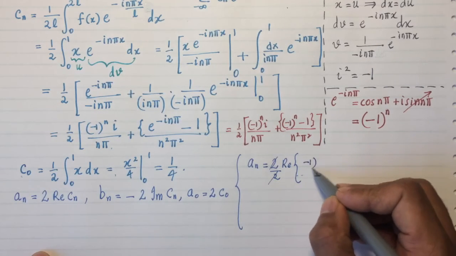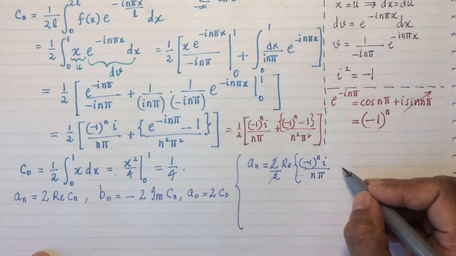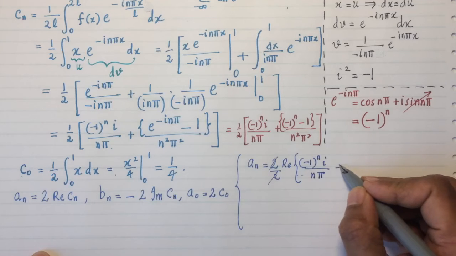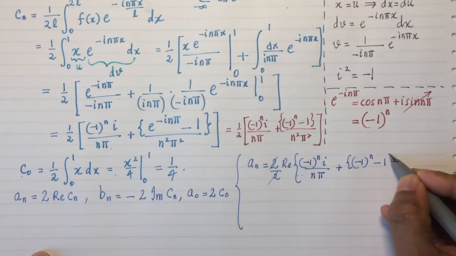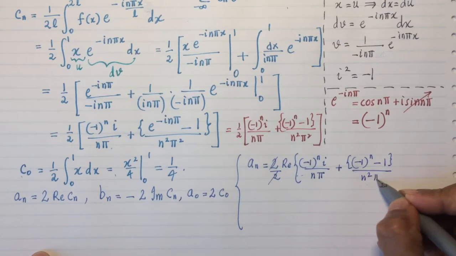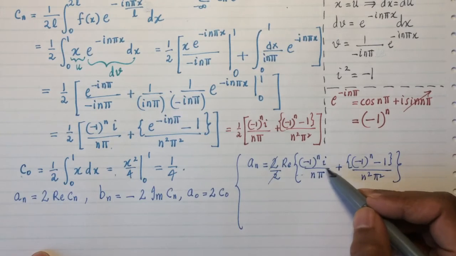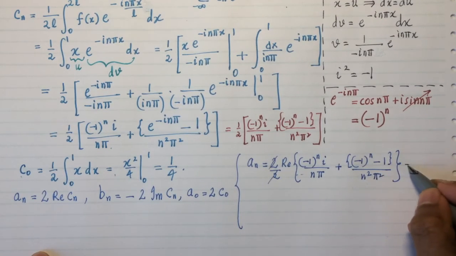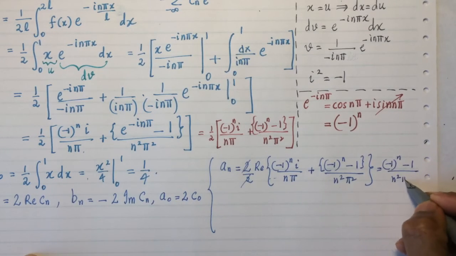Let me write the whole thing first. -1 to the power n, I over n pi. I'm going to do both the real and imaginary parts. It's not a big deal. -1 to the power n over n squared pi squared. What you'll do is you'll ignore this part because that's got an I multiplying it. That does not have an I multiplying it, and so the real part is just this much. It's -1 to the power n minus 1 over n squared pi squared.